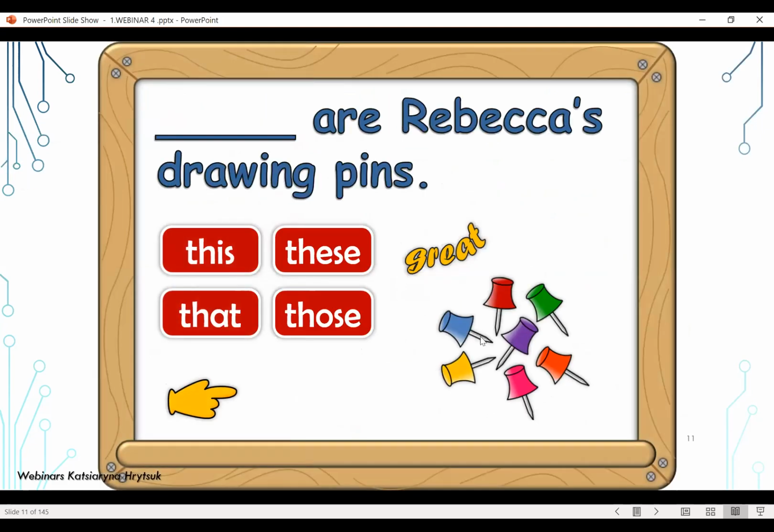Please, Emilia, let's start. These are Rebecca's drawing pins. This one? Yes. These. Okay. These are these. Look, here the finger, it's far away from the drawing pins. It's not these. Those. Now it's correct. Those are Rebecca's drawing pins. Okay? I chose this word specifically. Drawing pins.